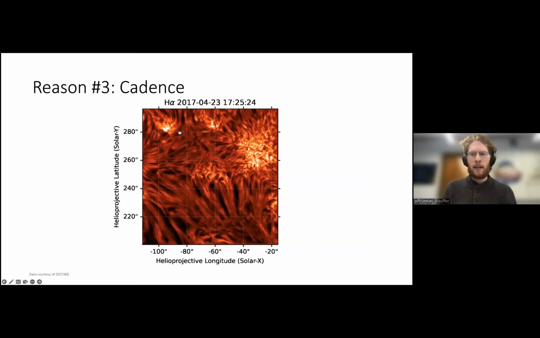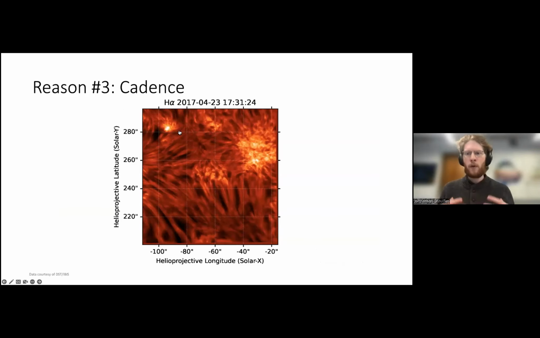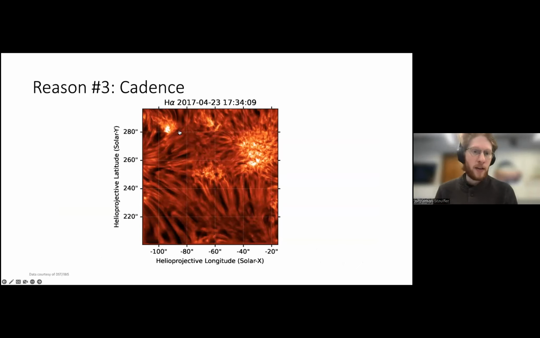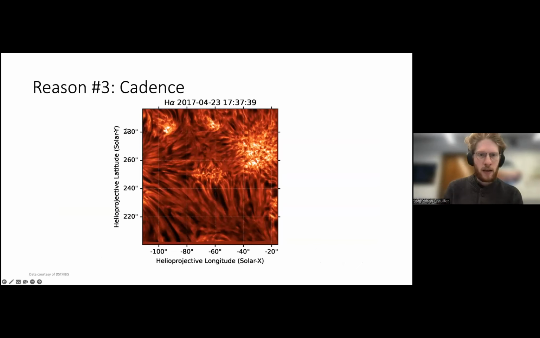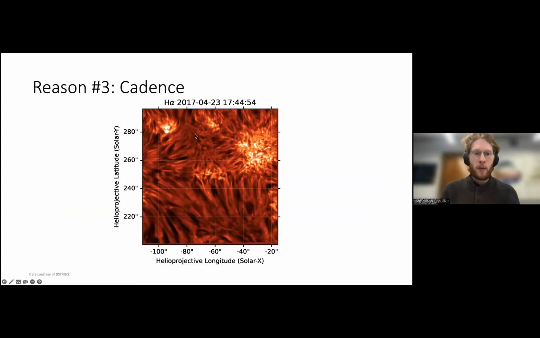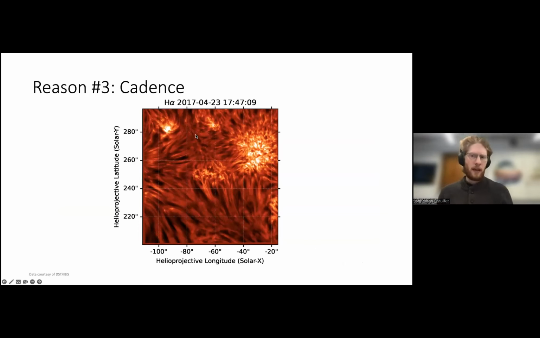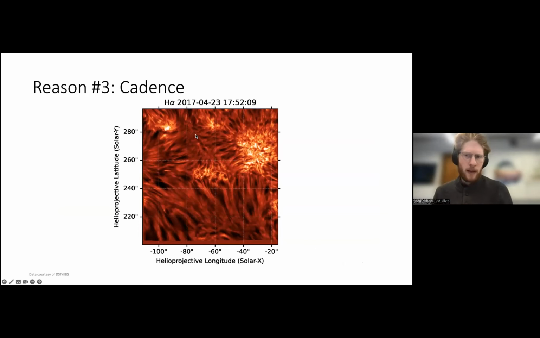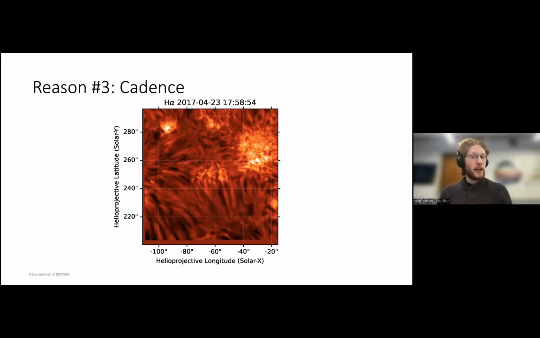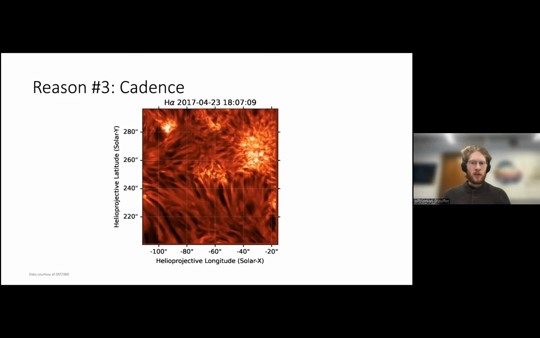And lastly, the last thing that ALMA is really good for is its cadence. So as you can see from the movie that's playing on screen, the chromosphere evolves on very short time scales, usually minutes or less. And because the sun is so bright in the millimeter, ALMA is actually able to obtain snapshot images of the solar chromosphere every 1 to 2 seconds, which allows it to capture all of this variability.